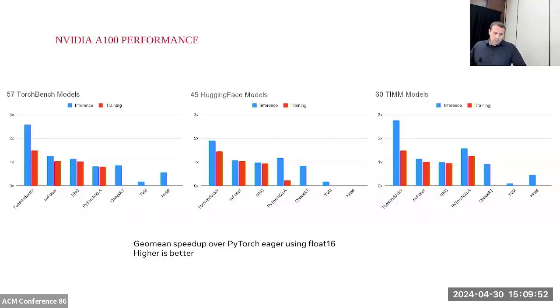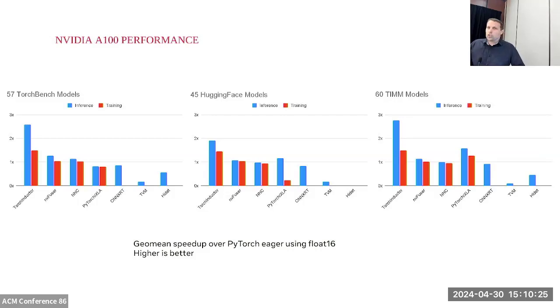So here are some performance results. These performance results are on an NVIDIA A100 doing both training and inference. And what we're reporting here is speedups over PyTorch eager mode. So 1x here is PyTorch eager mode, and higher is better. And we're comparing across 3 different benchmark suites, where each benchmark suite consists of more than 50 models. These are full-size models, and we're taking the geomean performance across each benchmark suite and showing it.